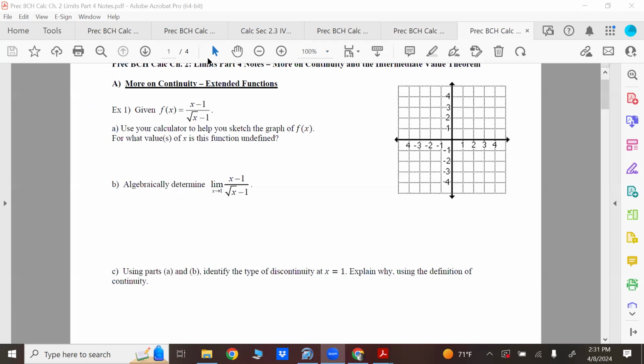So use your calculator to help you sketch the graph of f of x. What values of x is the function undefined? Okay. One thing you could do to think about it, because I'll do an algebraic determination in a little bit, but you could think of x minus 1 as two factors, root x minus 1, root x plus 1, but we'll save that for a little later. For now, let's go to Desmos.